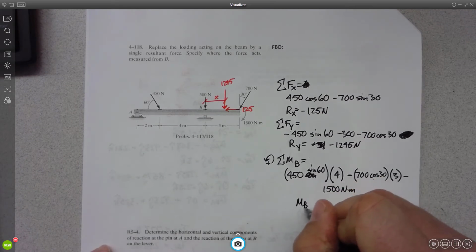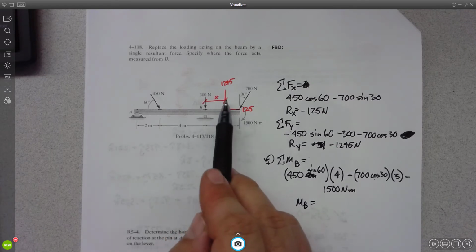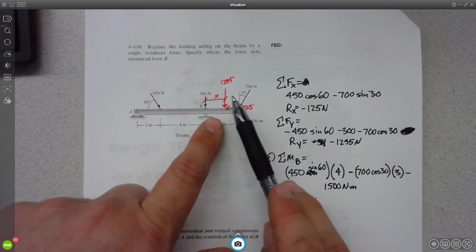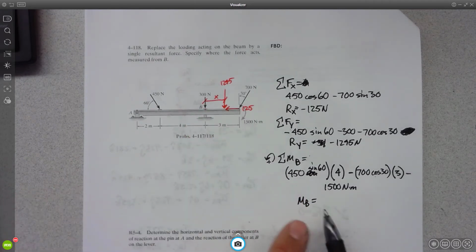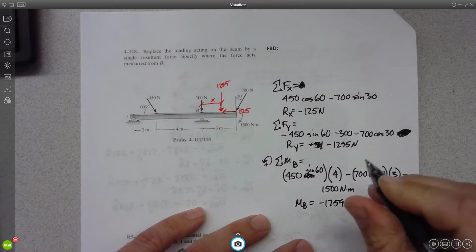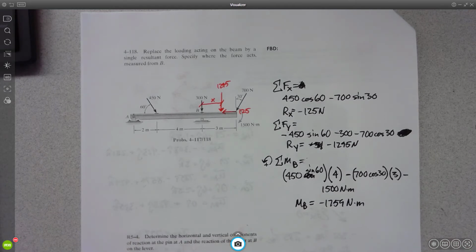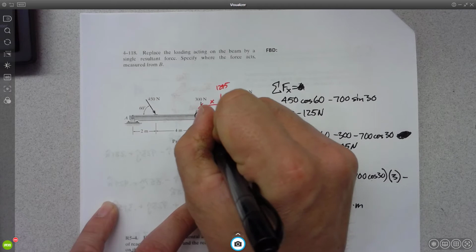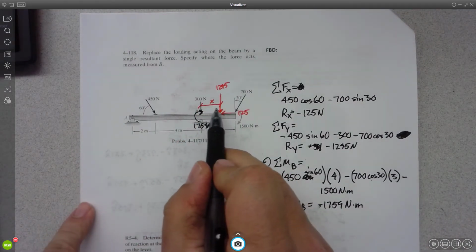So what did we find for the moment about B? We didn't forget the 1295, because remember that the 1295 and the 125 is just what the forces will be if I sum up all of these, right? So the 1295 and the 125 is what we will place here, but in order to know where to place it, we need to figure out what the moment is. Okay, so what's the moment? Negative 1759 Newton meters. Okay? So that means overall at B, we have a counterclockwise moment of 1759 Newton meters. So how do I figure out what X is?